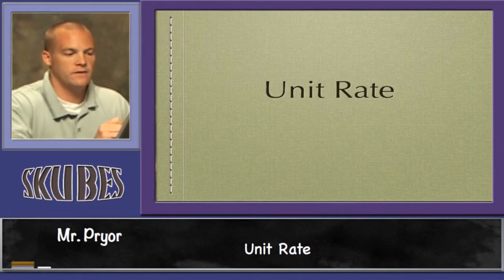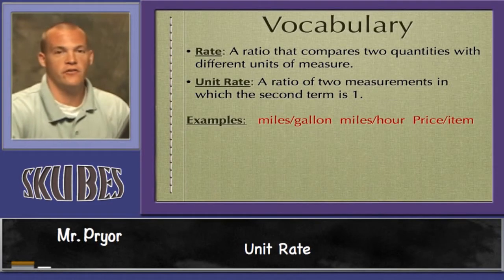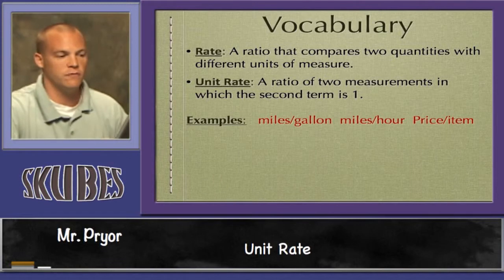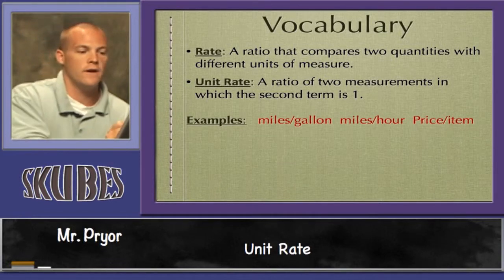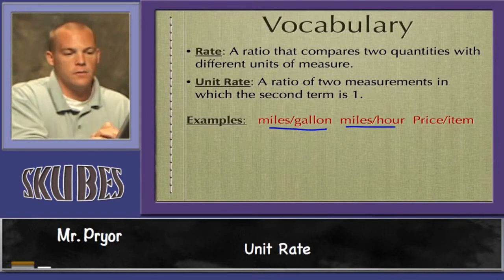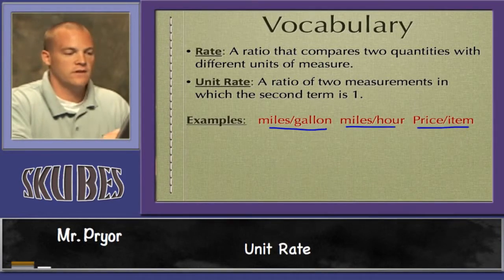First thing about unit rate that you'll need to know, of course, is what rate is, which is simply a ratio that compares two quantities with different units of measure. And then a unit rate is simply a ratio of two measurements in which the second term is 1, such as miles per gallon, miles per hour, or price per item, which you should be familiar with. So let's take a look at a couple of examples here.